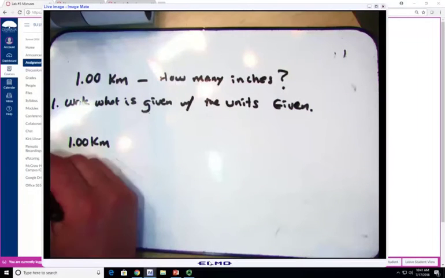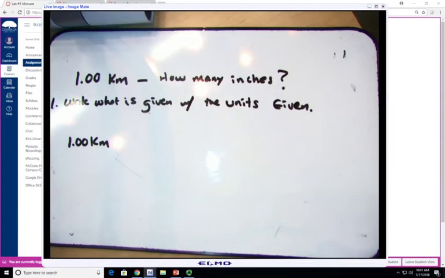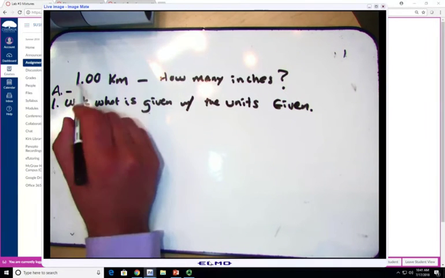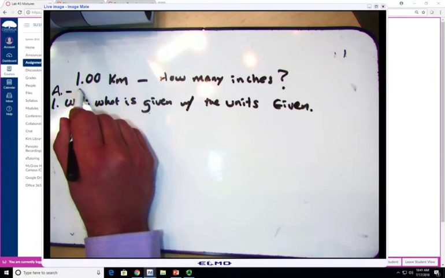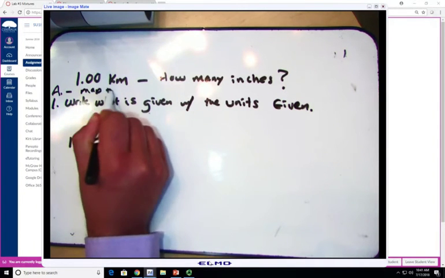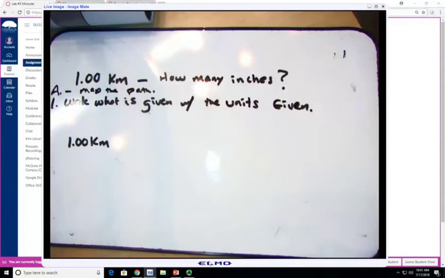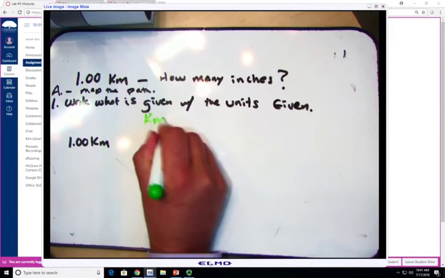Actually, I'm gonna do A before 1, and it's going to be map out the path. Map the path. Okay, what's the path? The path is all the steps you're going to take to get to your desired result. Okay, so here's the path for this one. We have kilometers, right? Kilometers.